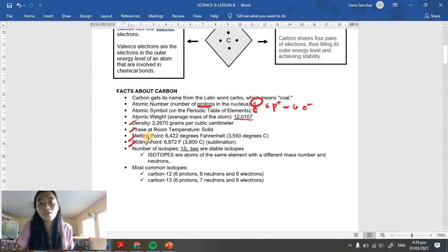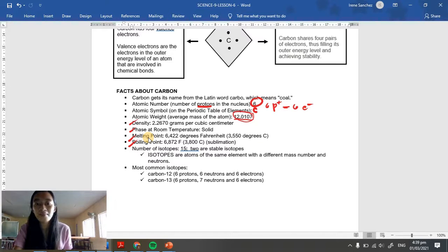Number of isotopes. Isotopes, murag lain-laing klase sa carbon nga different number of neutrons. So, isotopes are atoms of the same element with a different mass number and neutrons. So, lahi siya mass number. Carbon nga naay gibug-aton nga 12, na carbon gibug-aton nga around 11 lang, na 13. So, here, example. Carbon 12, 6 protons, 6 neutrons, 6 electrons. Carbon 13, ang name, 6 protons, 7 neutrons, 6 electrons. So, maglahi sila sa neutrons.